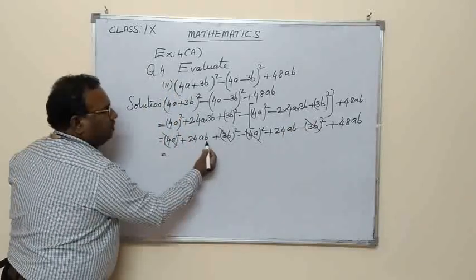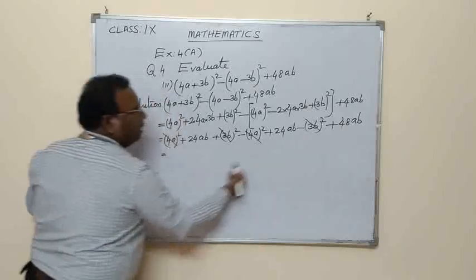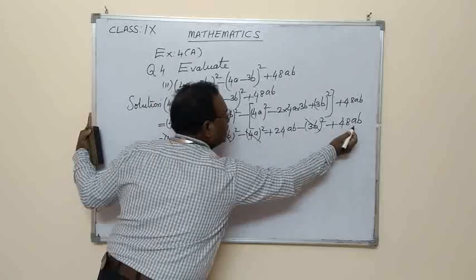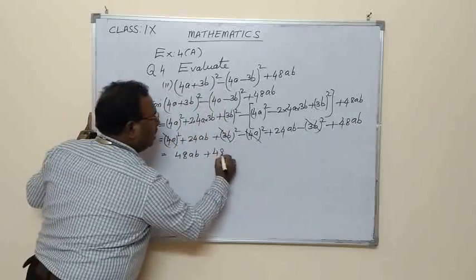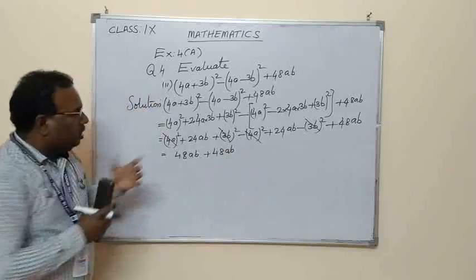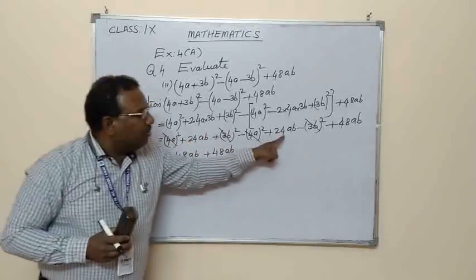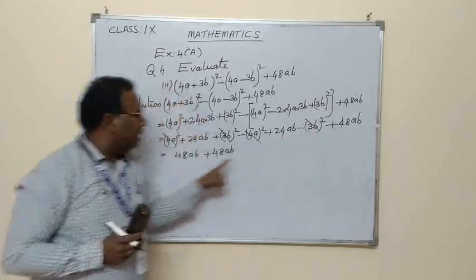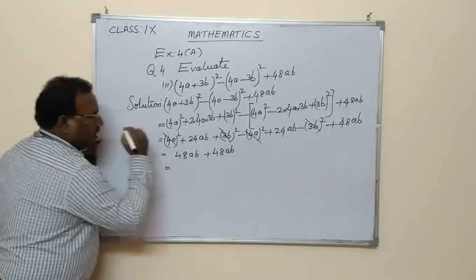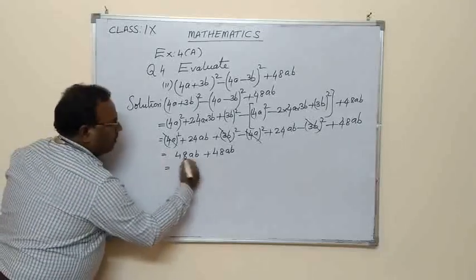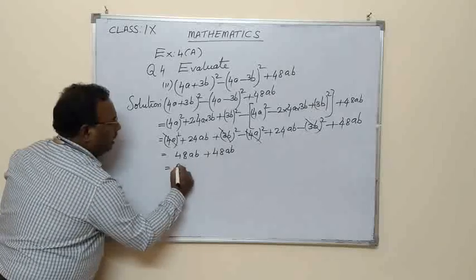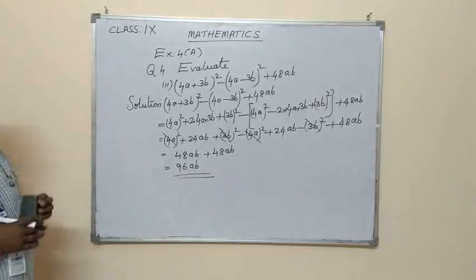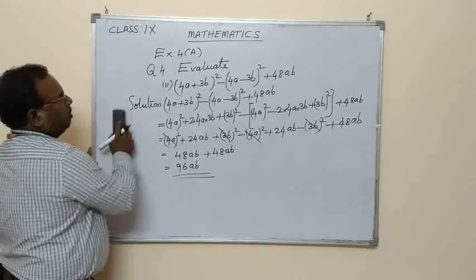Then add 24ab plus 24ab, 48ab, plus the last term, plus 48ab. Therefore the last step is, after adding these two terms we get 96ab. This is the required result. Again let us continue to solve question number 5.